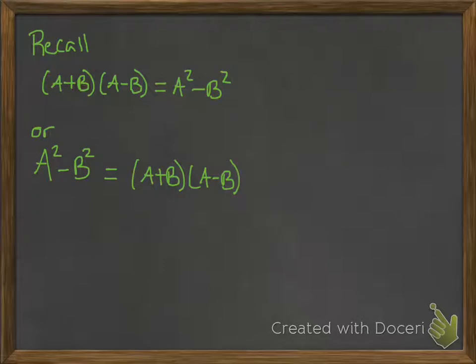So, key concept here. Let's recall that if we have (a plus b) times (a minus b), notice our symbols are different here, then we get a squared minus b squared. So if we have an a squared minus b squared, yes, minus, then that's going to turn into two sets of parentheses, a plus b and a minus b. So at first this might seem a little confusing, but let's try out a problem.